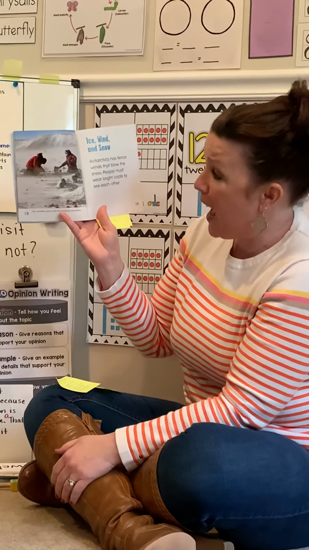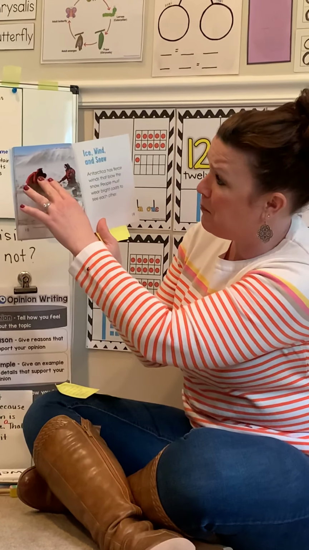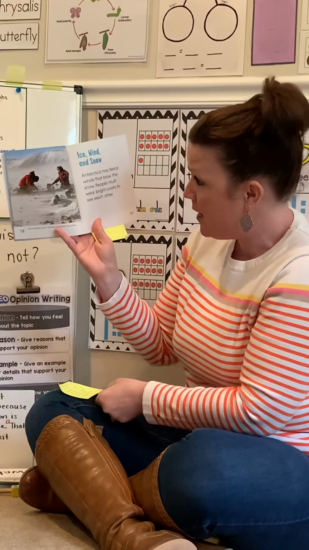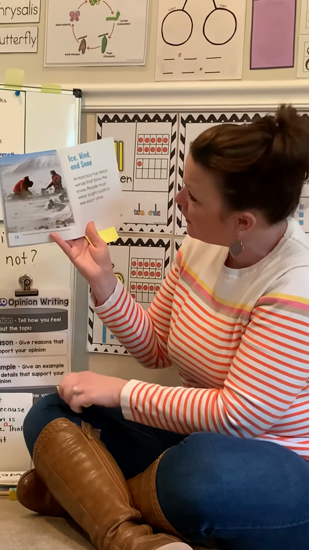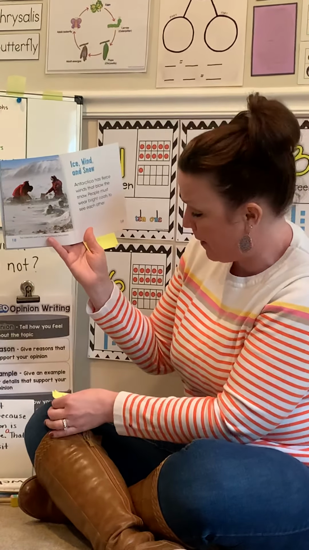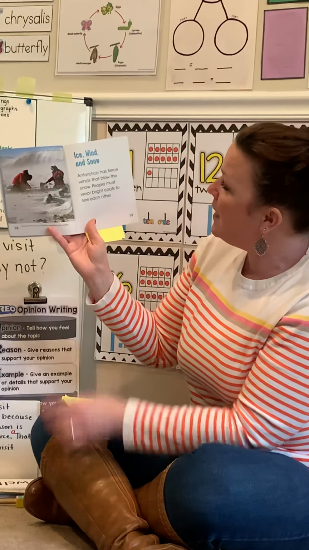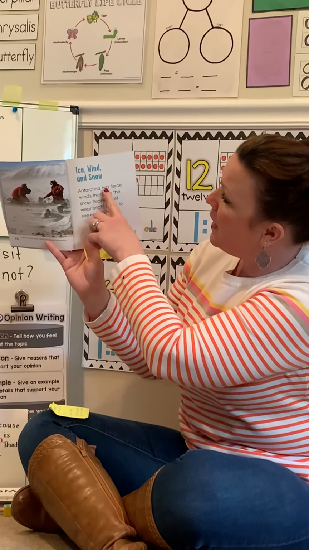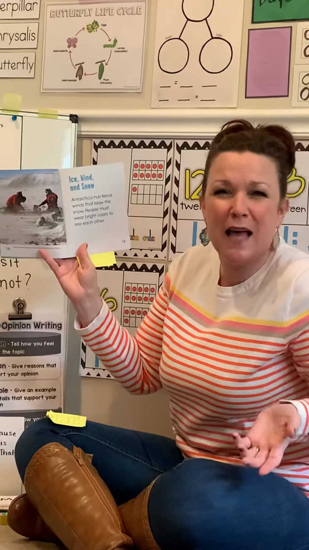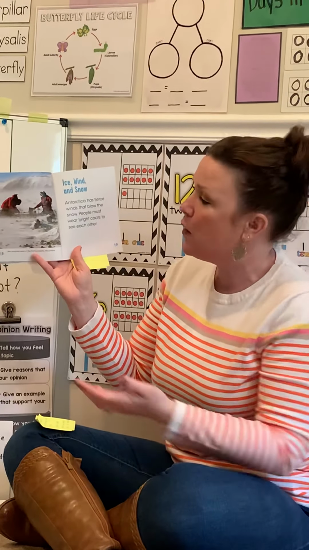There is a lot of snow. There's snow on the ground, snow behind them, snow up on the mountain behind them, or the iceberg. I'm not exactly sure. I think it might be a little mountain. And then the word said Antarctica has fierce winds. What does that mean? Fierce winds.